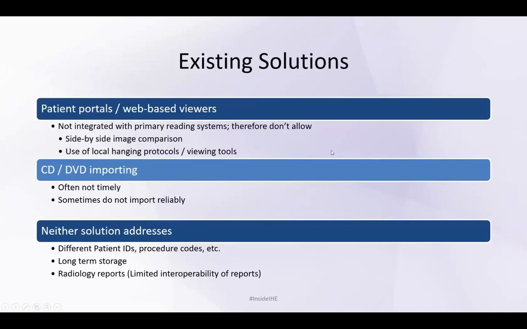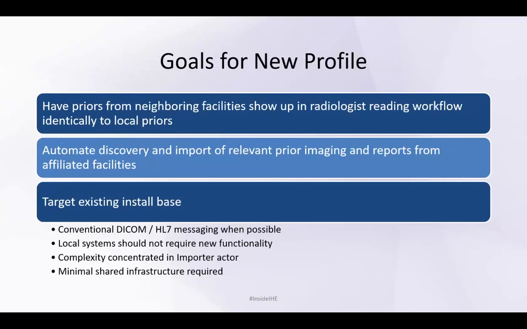Yes, so Dr. Goff has talked about the existing solutions fairly extensively, so I won't continue with that. The core goal for the new profile is to make it possible for priors from associated facilities to show up in the reading workflow functionally identically to local priors, so supporting local hanging protocols and viewing tools. So we've tried to automate the discovery and the import of relevant priors and reports from associated facilities, and also to target the existing install base.